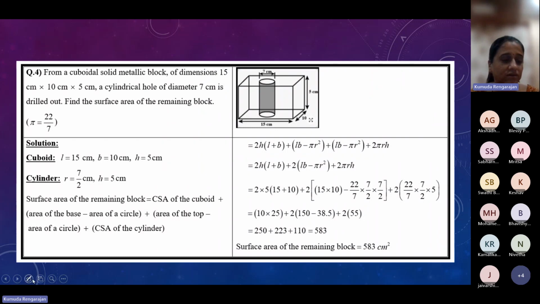So, see here in my working, I've still elaborated that. Here you can see I found only the CSA of the cuboid, that is the area of only the four walls. Now, this is the area of the top, L into B. But what is not there? Pi r square is not there. So take it away. Then what is this? The area of the bottom. But what's not there? Area of the circle. Take it away. Then add the CSA of the cylinder.